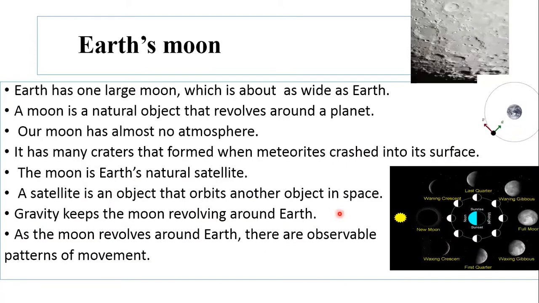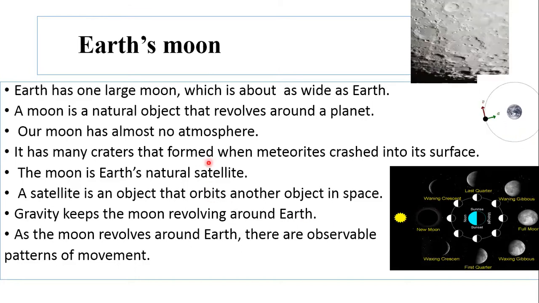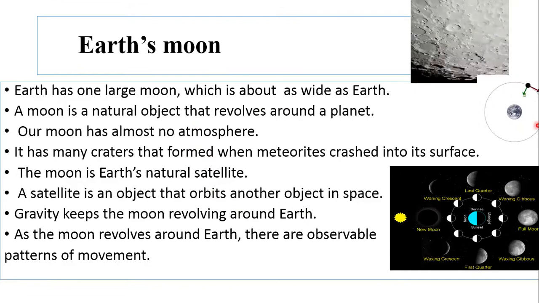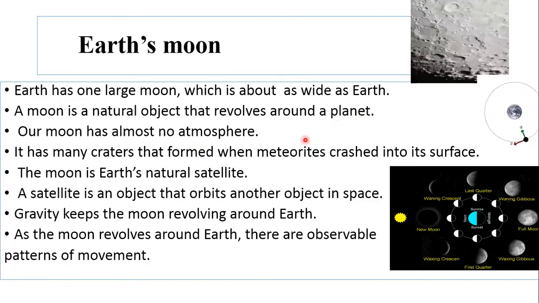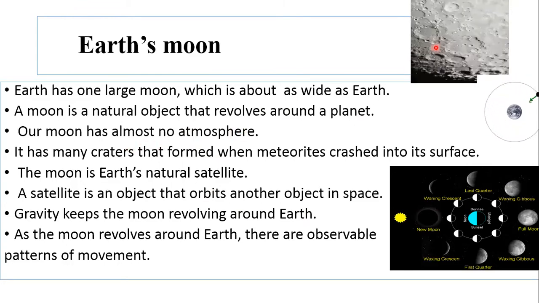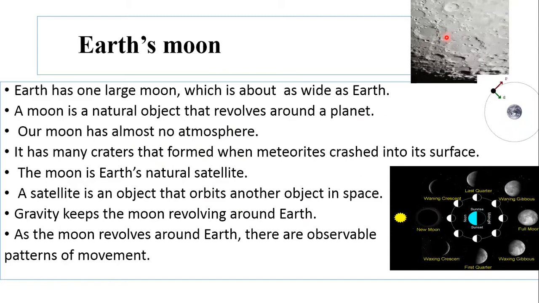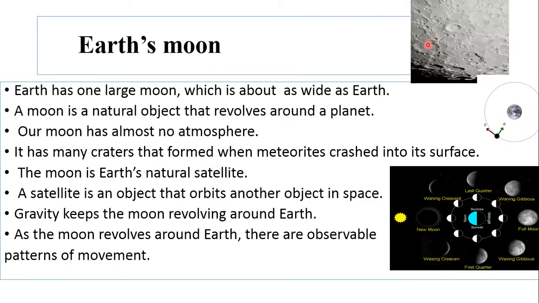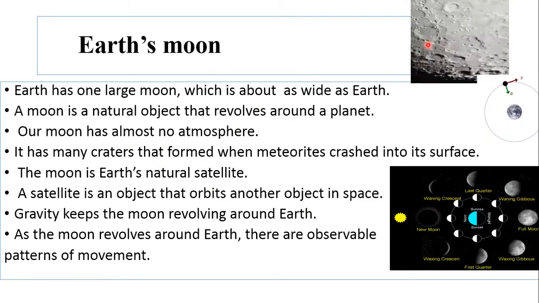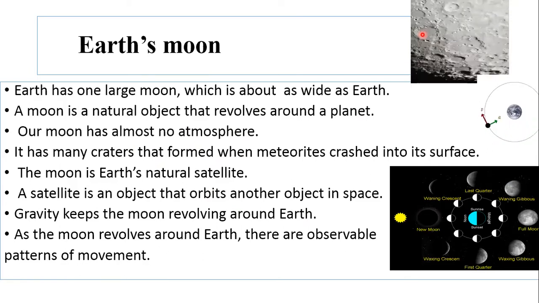Now, Earth's Moon. Earth has only one large moon which is about as wide as Earth. A moon is a natural object that revolves around the planet. Our moon has almost no atmosphere. Also, it has many craters. Look at the picture here. These are the craters. It's like Venus also. They form when meteorites crash into its surface, when rocks crash on its surface.